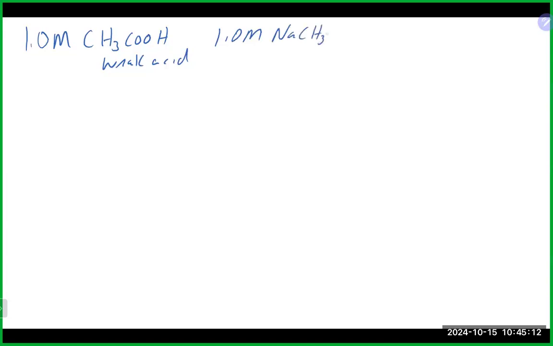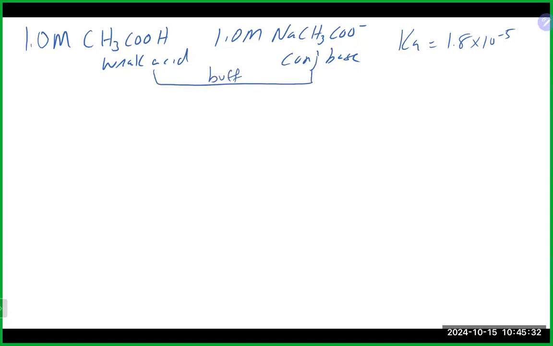So in this case, we have 1 molar acetic acid, which as I mentioned before is our weak acid. And we have 1 molar sodium acetate, which is our conjugate base, and also the common ion in this situation. And we have a Ka value of 1.8 times 10 to the minus 5. So if you recognize that it is obviously a buffer situation because these two are related, you can go right into the Henderson-Hasselbalch equation.